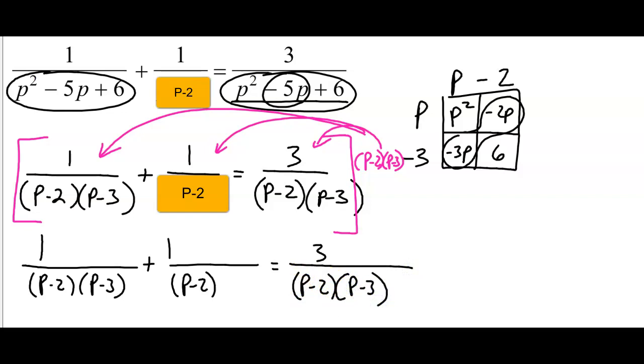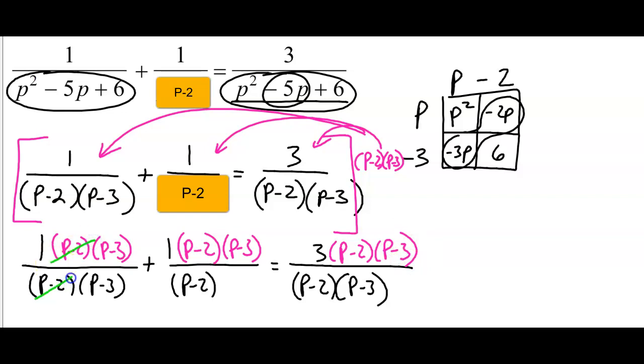And we're going to put that p minus 2 and p minus 3 on the top of each one now, representing the multiplication. And then we're going to cancel out whatever we can. So in this case, these cancel and these cancel, leaving me with just 1. In the next case, only these cancel, leaving me with a 1 and a p minus 3.